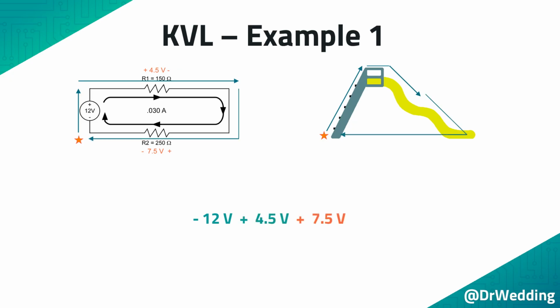Then we move down the right side and across the bottom of the schematic, and we encounter 7.5 volts across R2. When moving in this direction, we hit the plus sign first. So this is recorded as plus 7.5 volts. This is equivalent to sliding down the second bump and returning to the bottom of the slide. When all these voltages are added together, the total voltage is 0 volts.